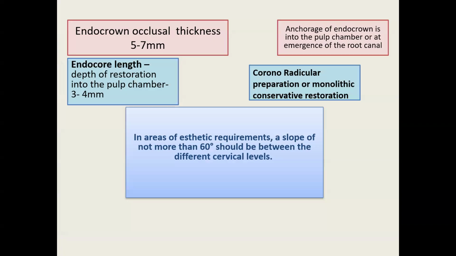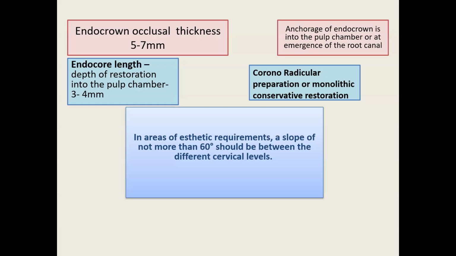Then the endocrown occlusal thickness is also an important factor you have to keep in mind, that it should have a minimum of 5 to 7 mm. And the anchorage of the endocrown is into the pulp chamber, or at the emergence of the root canal. Endocrown length, the depth of the restoration in the pulp chamber, should be a minimum of 3 to 4 mm. Because in the contraindications, I already mentioned to you that when the core of the pulp chamber is less than 3 mm, it will be very difficult to give an endocrown. So for giving an endocrown, the length should be at least 3 to 4 mm.